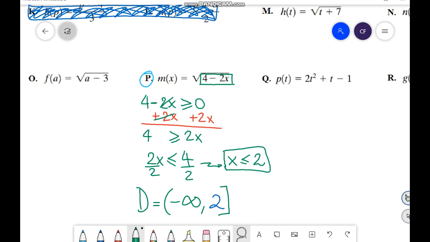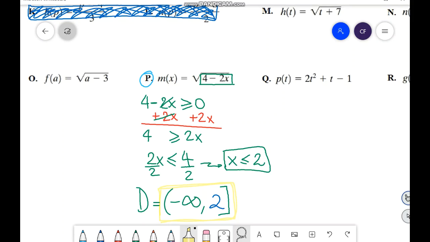That means it starts on negative infinity, and the domain will stop on x equals 2. This is the domain. This is how you answer. And everything that's not here is because it makes the expression here negative, and we want to avoid it.